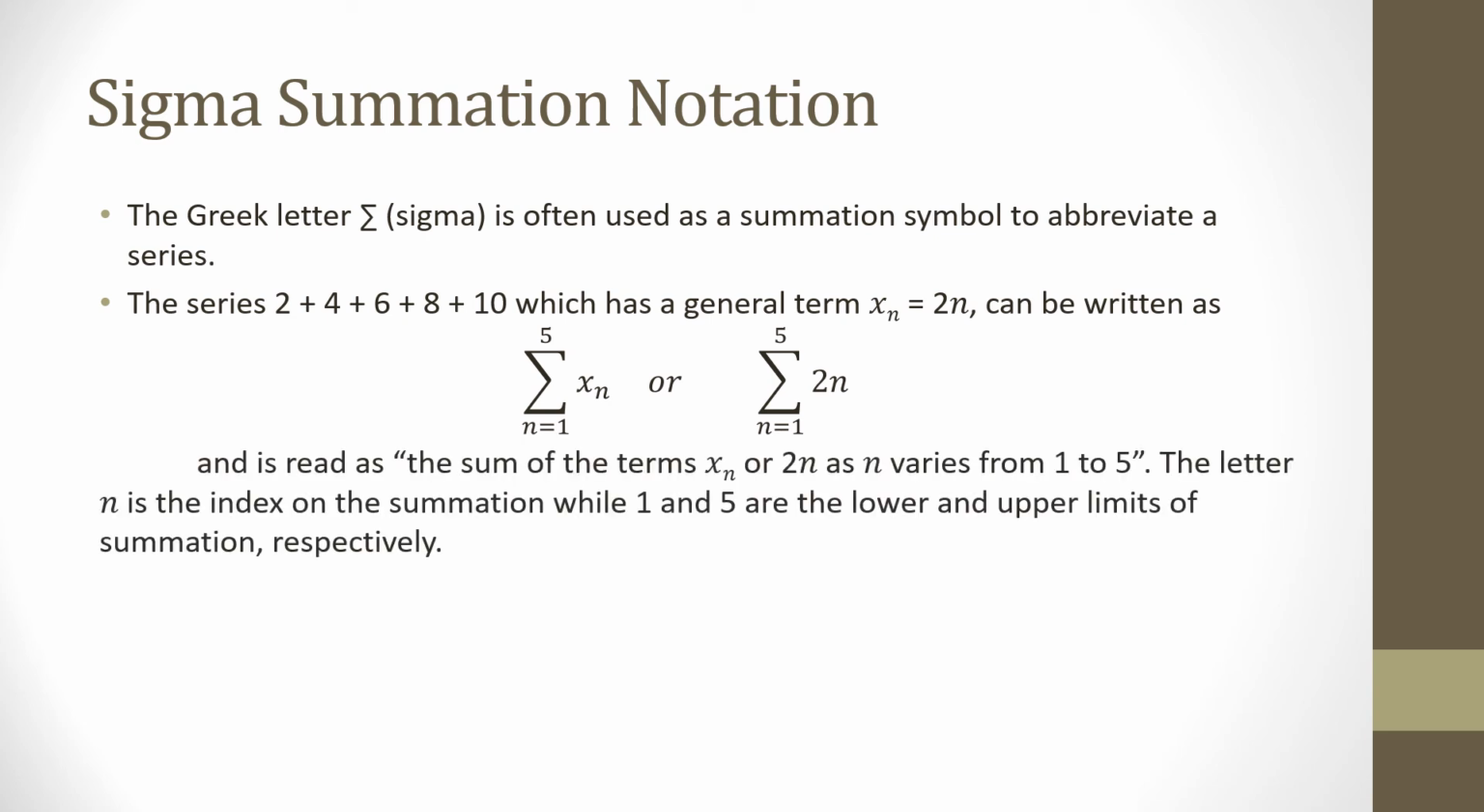So, ayan. The summation is read as the sum of the terms x of n, or 2's of n, as n varies from 1 to 5. So, 5 terms siya, meaning sa una is 1 hanggang 2, 3, 4, 5. The letter n is the index of the summation, while 1 and 5 are the lower and upper limits of the summation respectively. So, from n is equal to 1 hanggang n is equal to 5, yung isosolve nyo dito. Solve nyo dito, okay?